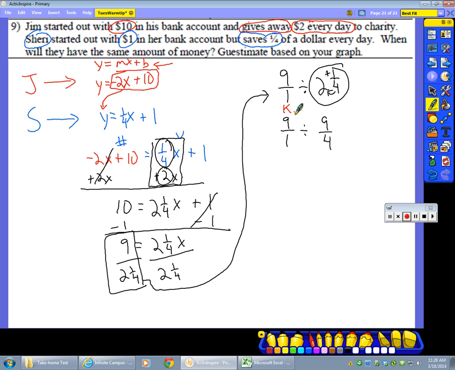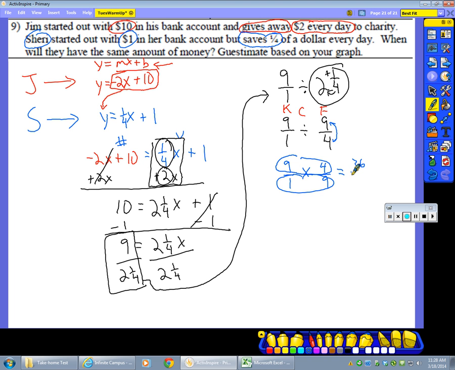Alright, so now we're still in 6th grade mode. We're going to keep the first fraction, change the operation, and flip the last fraction. So now my equation is going to look like this. 9/1 times 4/9. See, I changed that to a multiplication and then I flipped that right there. So now I just multiply across. I have 9 times 4 equals 36.